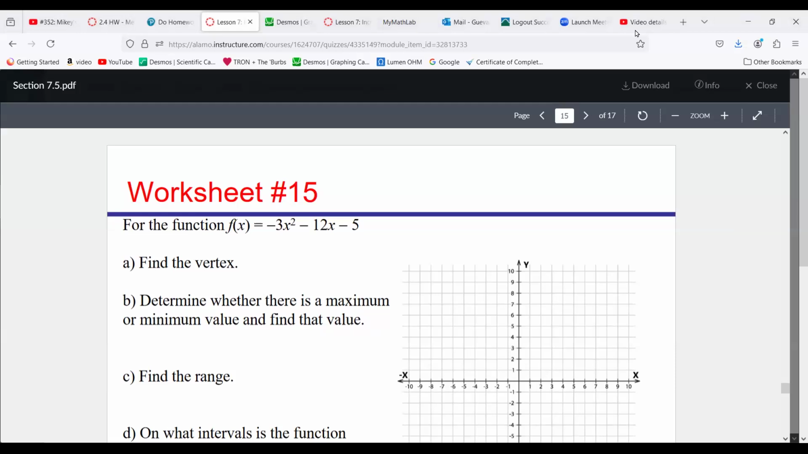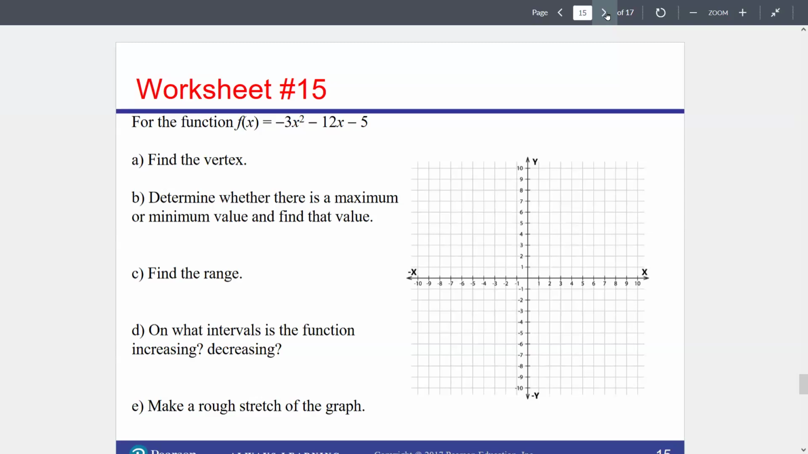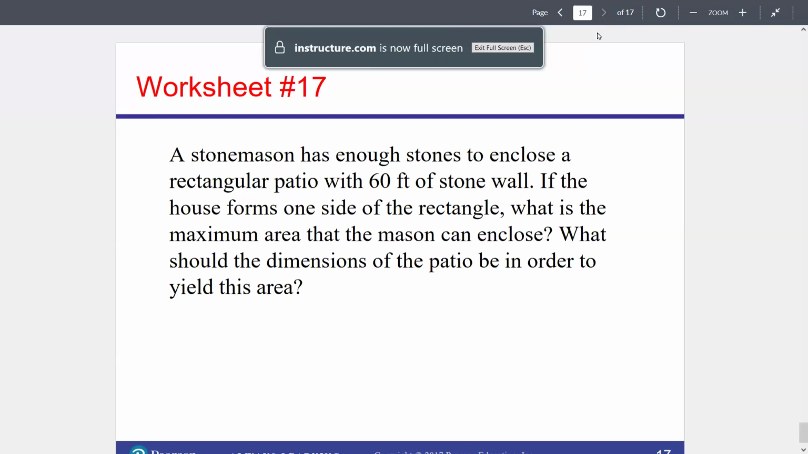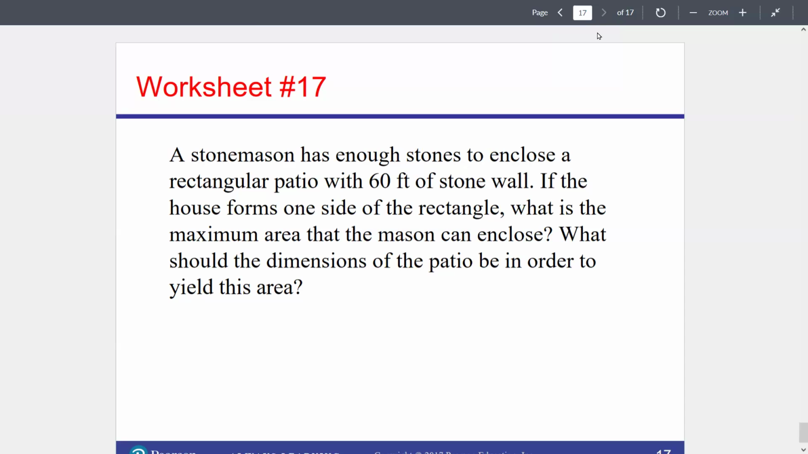So your last couple problems here, 15, same thing, find the vertex, the minimums, maximums, the range, intervals of increasing or decreasing. Then just give me a rough sketch of the graph. So essentially, you know what the vertex is and whether it's opening up or down. That's what I'm looking for, vertex, opening up, opening down. Like I said, very rough. Same thing with 16. 17, we did something similar when we were talking about minimums and maximums. This time, see if you can solve this problem, but without graphing, and tell me what the maximum value would be.